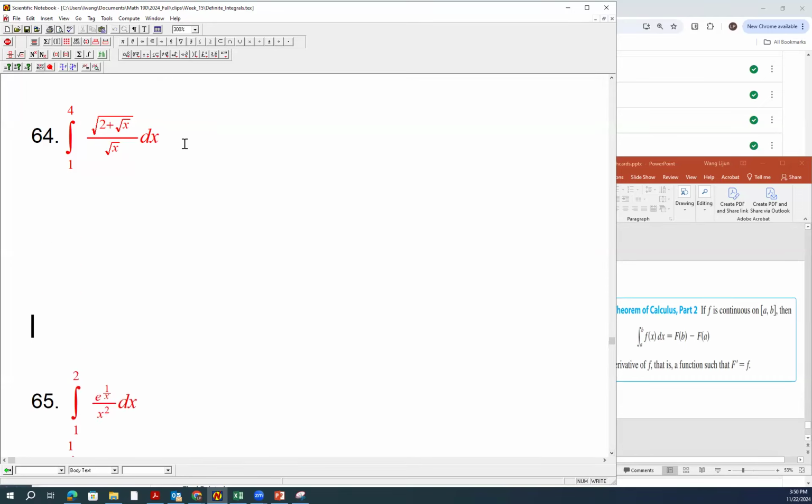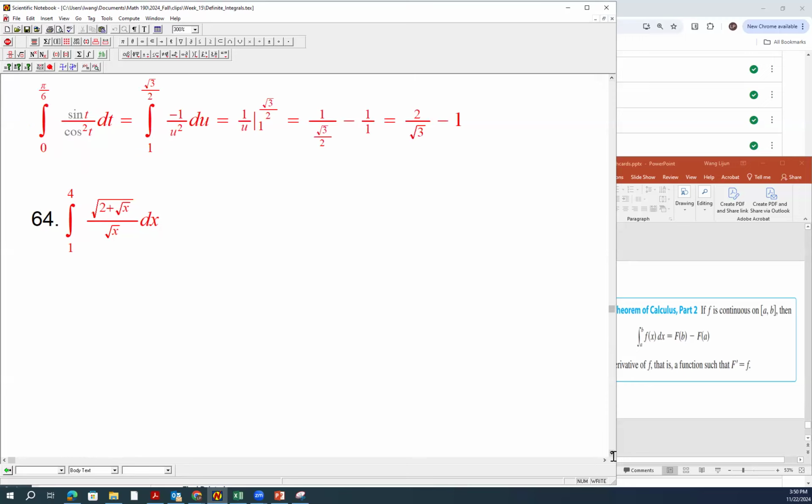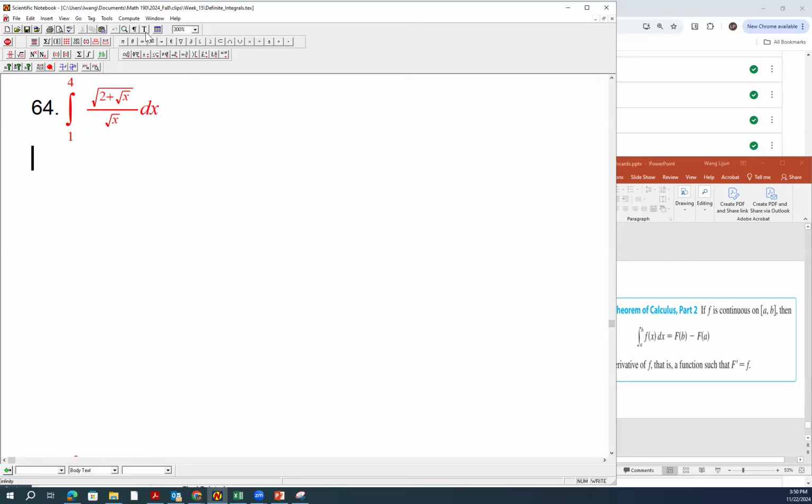For problem 64, we'll have to introduce a u for sure, right? So we're going to introduce u equals 2 plus √x as my u. So du would be equal to 1 over 2√x dx, because the derivative of √x is 1 over 2√x.